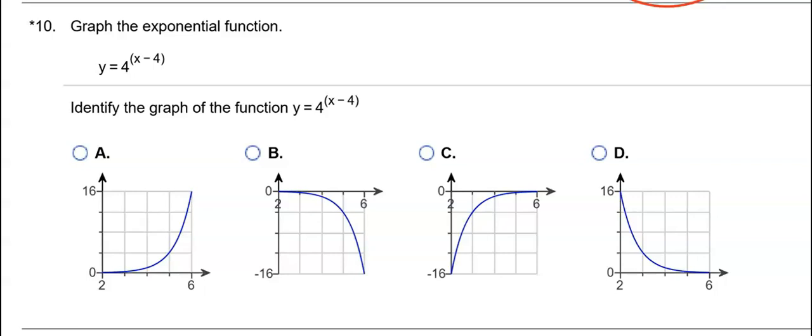Once again, we have some really bad fake choices in B and C. You can get rid of those. We don't need to look at those.